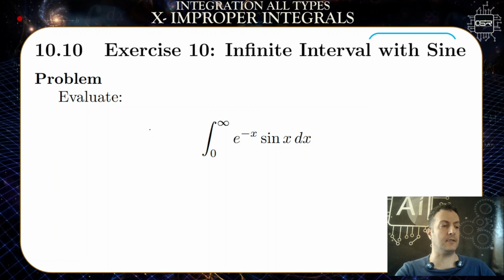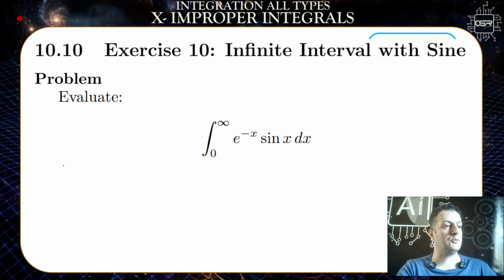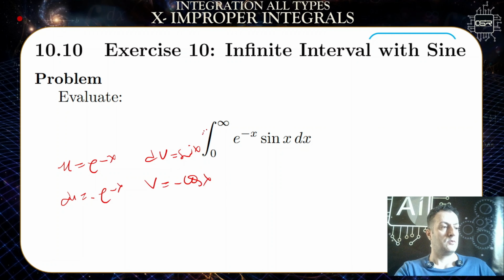Integral from 0 to infinity of e to the minus x sin x dx. Okay, so if we let u be equal to e to the minus x, du equal to minus e to the minus x, dv equal to sin x, v equal to minus cosine x. So basically, yeah, this is of the form of u dv. Let's solve it this way.